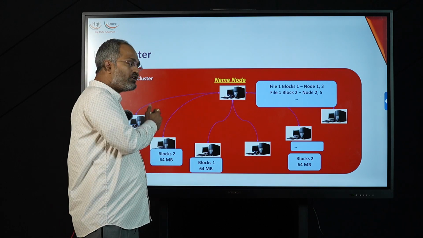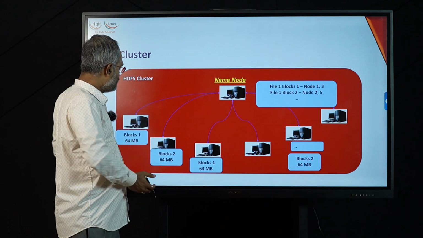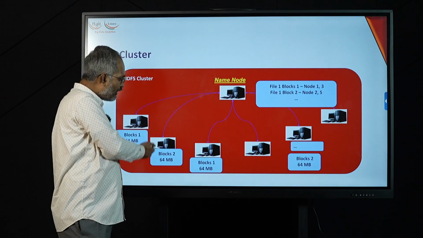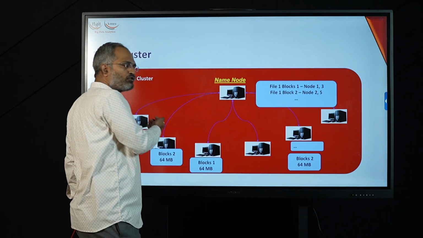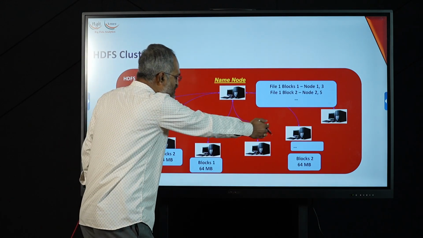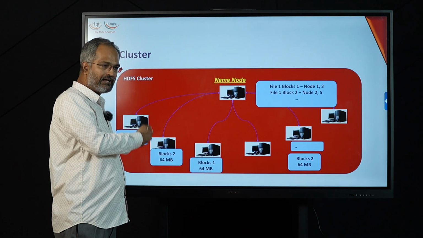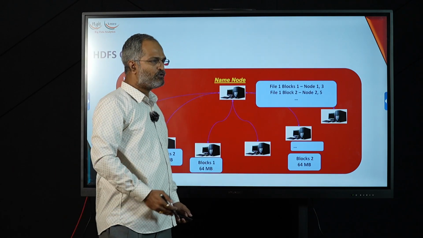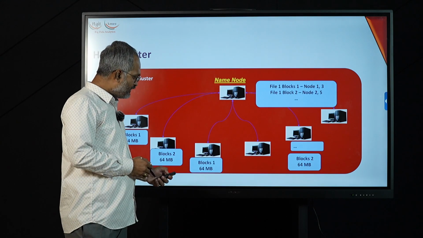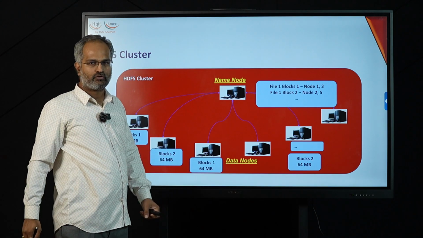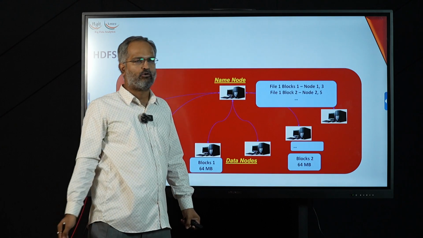And where is the actual data stored? It is in the form of blocks. All the other machines have the actual data in the form of blocks. Because of that reason, they are called the data nodes: name node and data nodes.